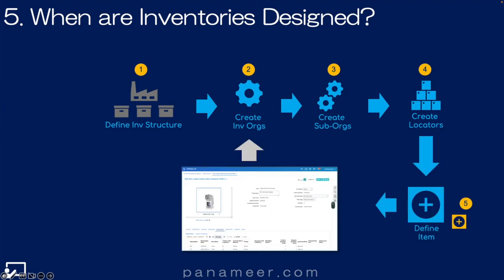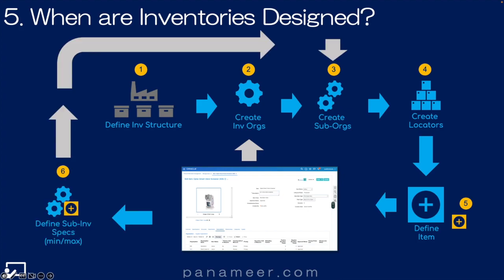Step 5, define the items and associate them with one of the item organizations or more than one. Then step 6, add the item specs to the item or to the sub-inventories, explaining how to process that item in that sub-inventory. As you can see, defining the PIM item occurs right there at the 5th step.